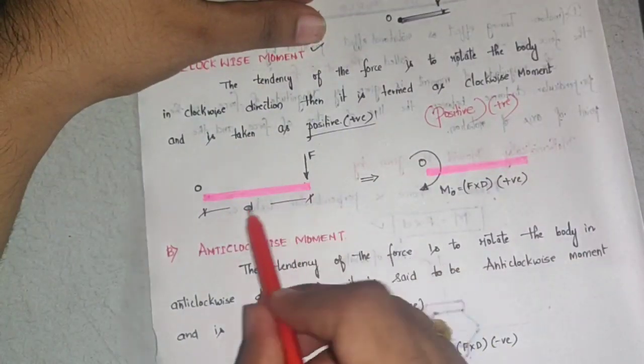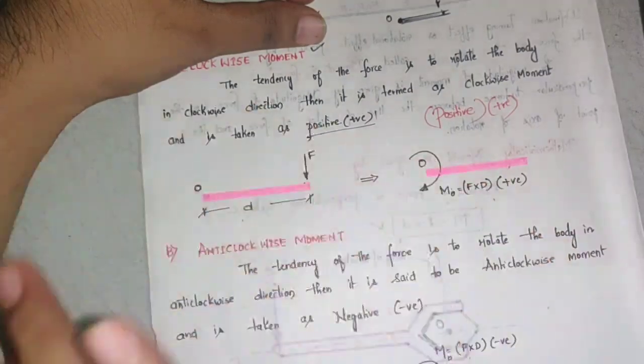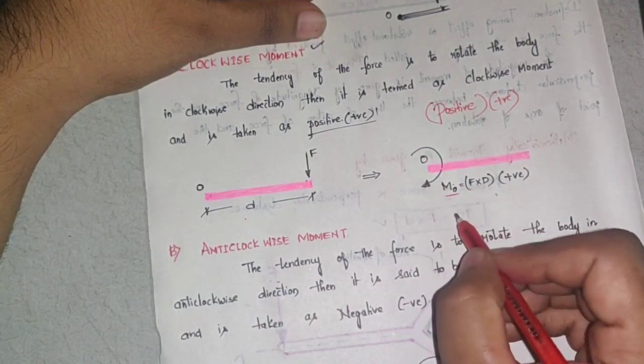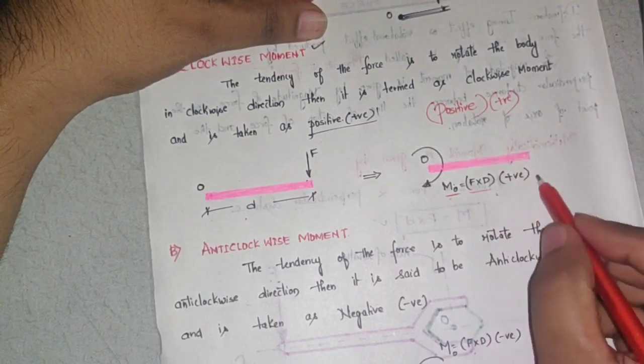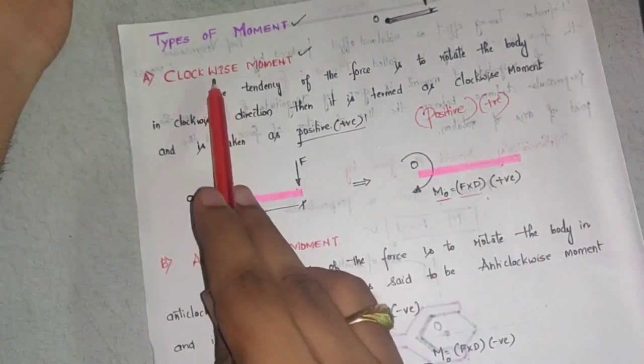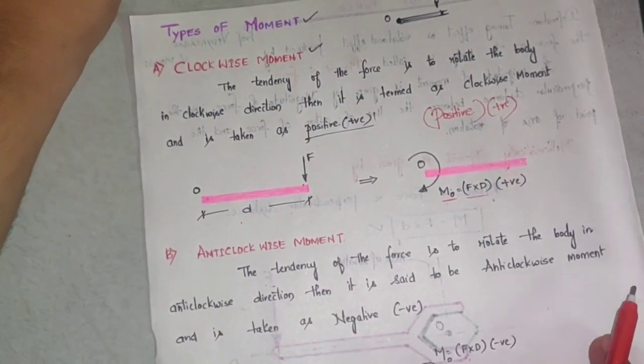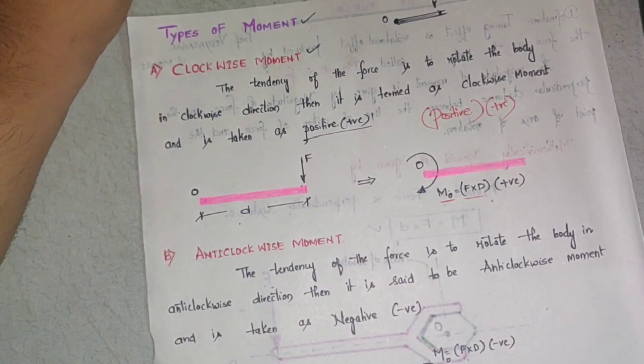So force into perpendicular distance, when it is converted to moment, is represented like this. We have calculated moment about O. It is force into perpendicular distance and it is positive. Clockwise moment is in the direction of the clock, so it is taken as positive moment.